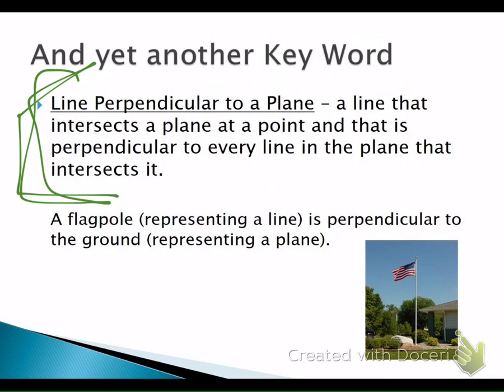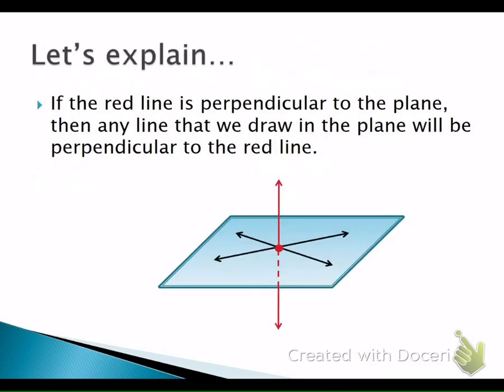Again, like my iPad with a pencil sticking right out of it. That's a line that's perpendicular to a plane. So this is what it would look like on a diagram. If the red line is perpendicular to the plane, then any line that you would draw on the plane through the red line would also be perpendicular. So, for example, right angle, right angle, right angle, right angle. The flagpole is a great example, but this is what it would actually look like in a diagram, okay?